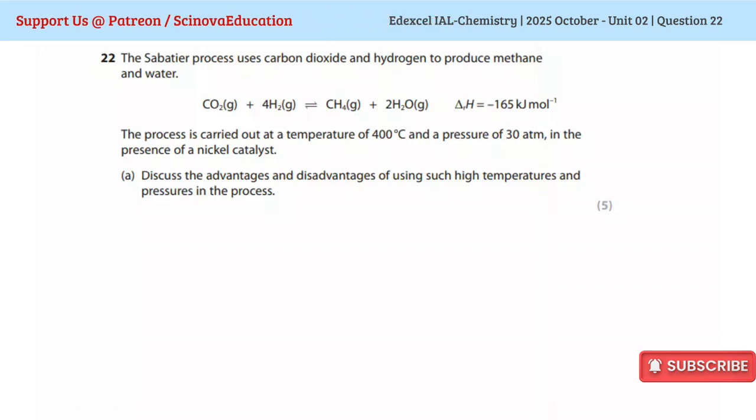Edexcel IAL Chemistry 2025 October Unit 2 Question 22. The Sabatier process uses carbon dioxide and hydrogen to produce methane and water. The reaction is given. The forward reaction which produces methane is exothermic. The process is carried out at a temperature of 400 degrees Celsius and at a pressure of 30 atm in the presence of a nickel catalyst. Discuss the advantages and disadvantages of using such high temperatures and pressures in the process.